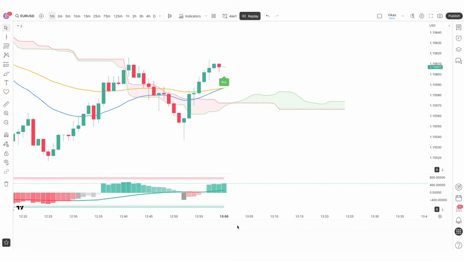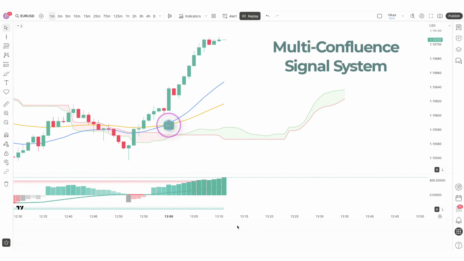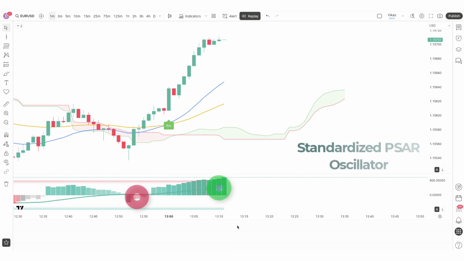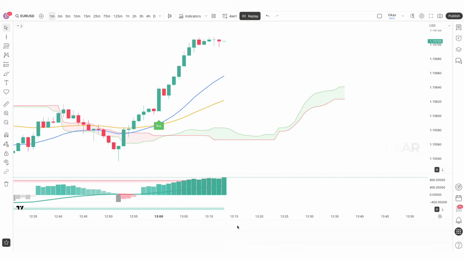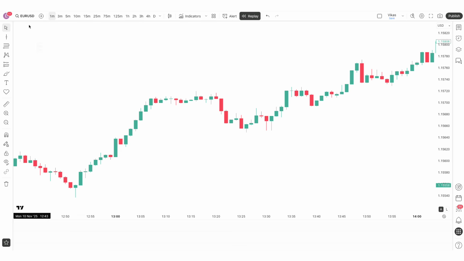First of all, let us know about trading tools. The buy and sell arrow indicator we see in the chart is called the multi-confluence signal system indicator. The green and red candle indicator we see in the chart is the standardized PSAR oscillator indicator. Now we tell you how we want to trade. Let's start the video. We open the EUR/USD 1-minute chart. This strategy works well on the 1-minute time frame, as this strategy is unique as no one has ever told you about it before. Let us understand the trading setup.